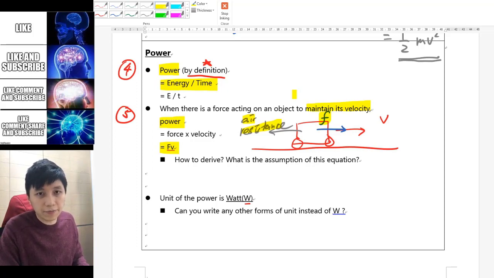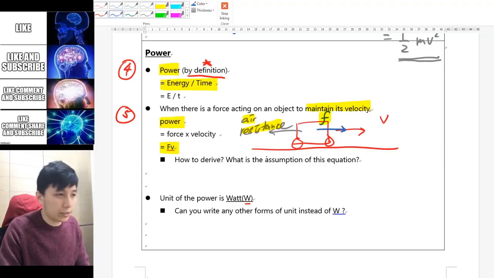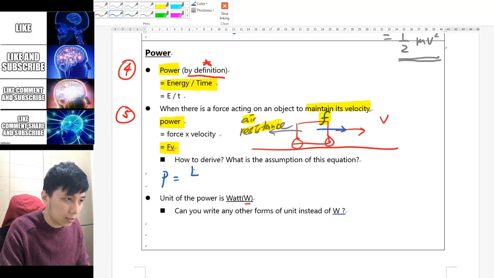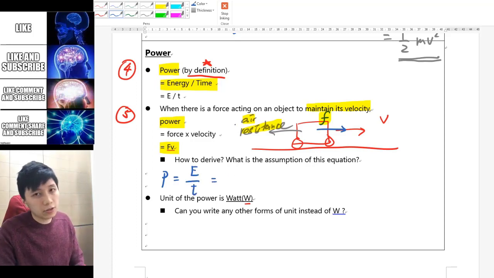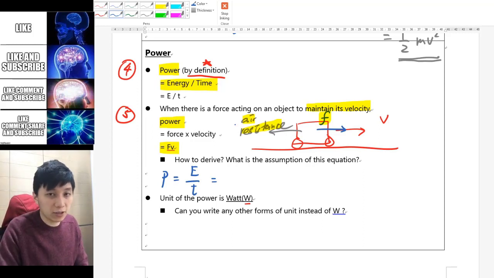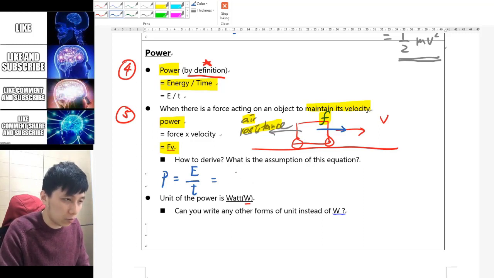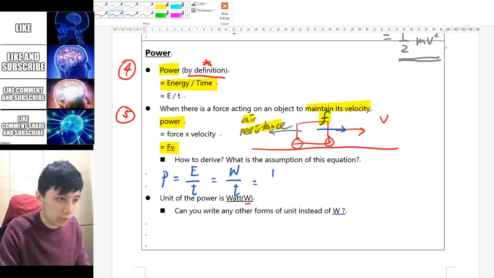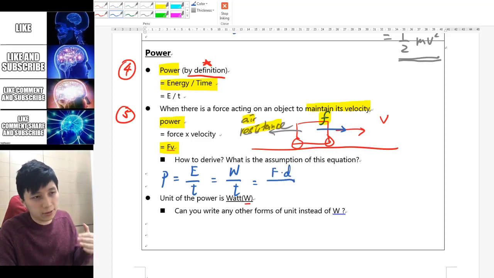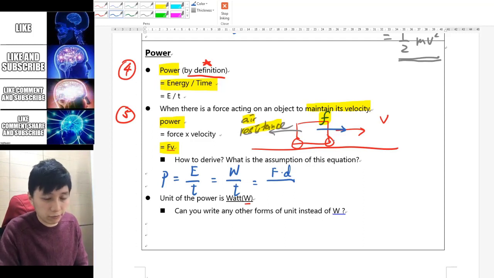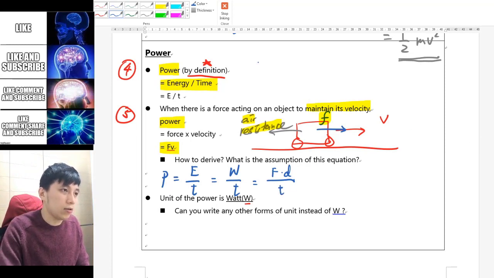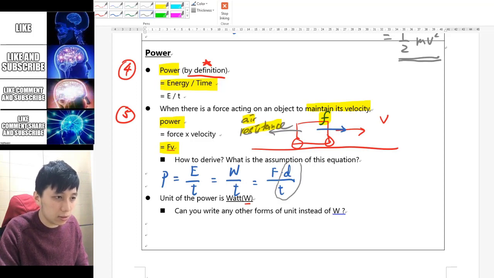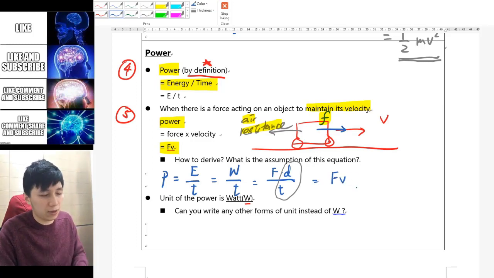Pause the video and try it yourself. A few moments later. Let me show you how you can do it. It's very simple. You just have to use the definition. The definition of power is energy E over time. The energy here, you can refer to as the most fundamental form of energy, which is work done, W, that we have learned earlier. Work done equals force times distance, and since the force and the displacement are in the same direction, parallel, we don't have to take the cosine. And basically this is the answer. If you look at the equation this way, d over t is simply velocity. That is how you can derive the equation.